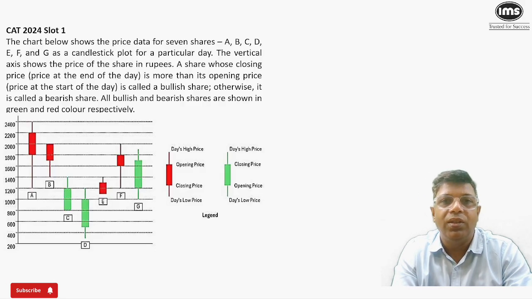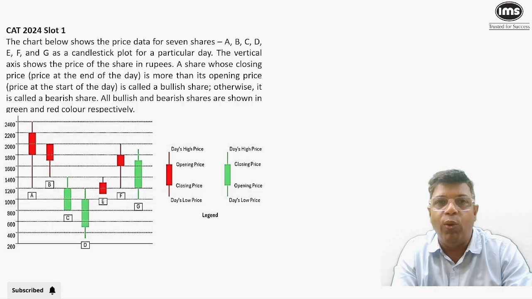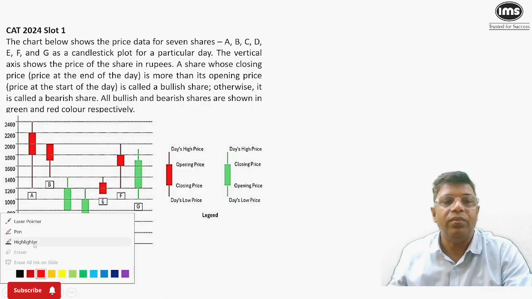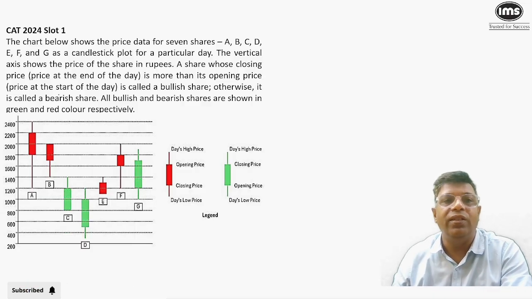IMS Kanpur. We are going to discuss set number 4 of CAT 2024 slot 1. It's a purely DI based question. So let's read the set and then we'll try to solve this. So the set says there's a chart.